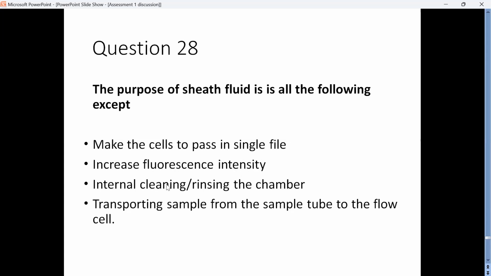Sheath fluid is used for internal cleaning and rinsing of the chamber. Yes, correct. It is something like rinsing what you do for your cell counters. And sheath fluid is used in transporting the sample from the sample tube to the flow cell. Yes, that is also correct, because sheath fluid is the one which carries the sample. So the answer is increasing fluorescent intensity, because sheath fluid has nothing to do with fluorescence intensity.